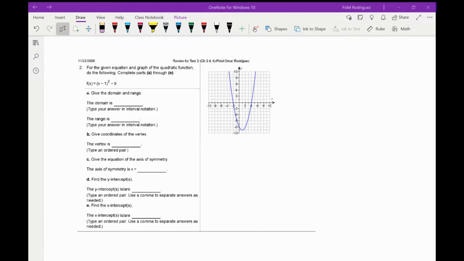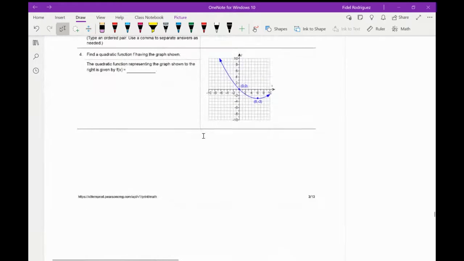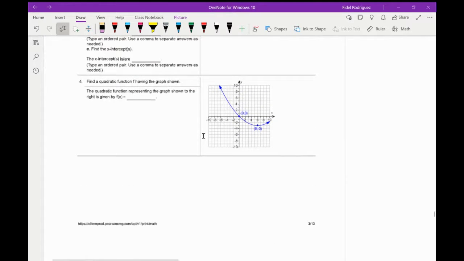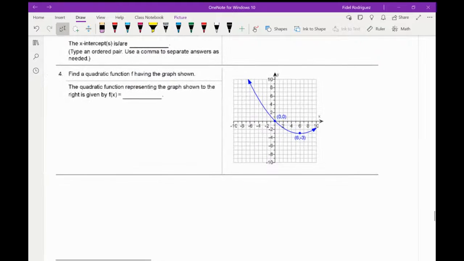Yes, I would say maybe number 4. Number 4. Let's take a look at number 4. So I'm going to scroll down here. And here we go. Number 4. Let's see. Yes, definitely we can do number 4. Okay, so guys, number 4 here says find a quadratic function f having the graph shown. Okay, so let me get my pen.